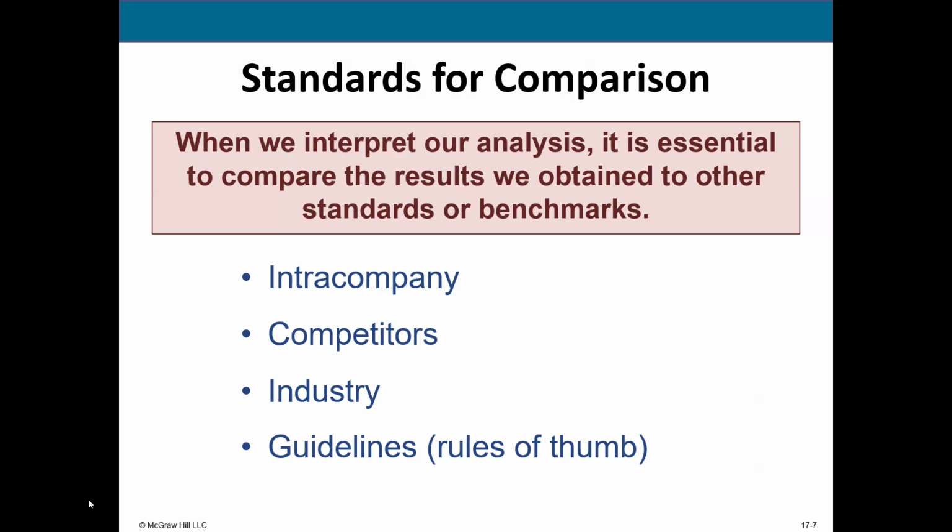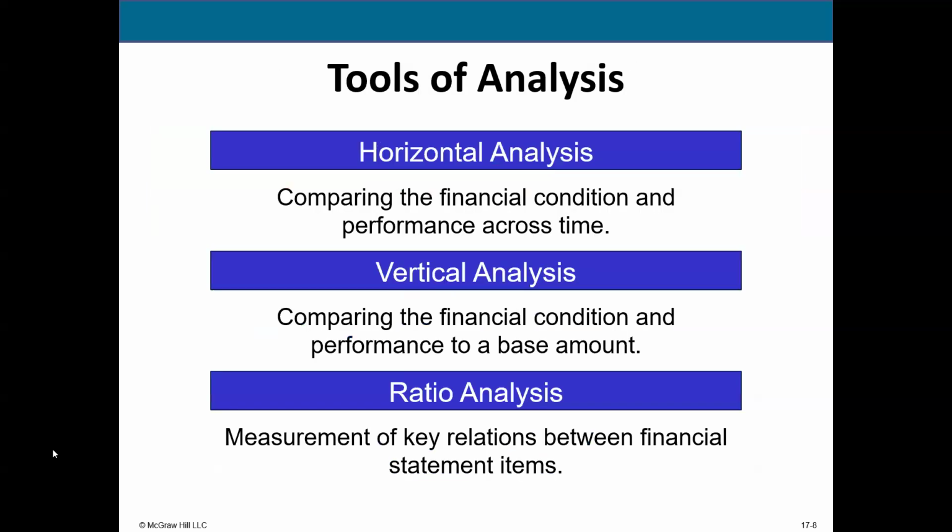So, how do we deal with it? We know what we need to do. We need to measure ourselves against one of these four things, but how? We do it in these three ways. We use these three tools to analyze the financial statements. The first is called a horizontal analysis.